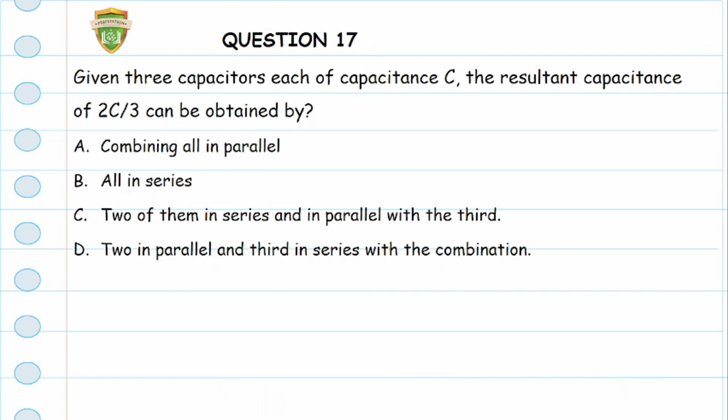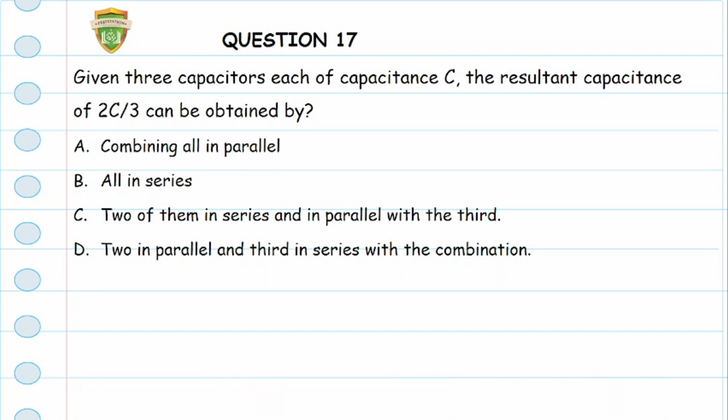Question 17. Given three capacitors, each of capacitance C, the resultant capacitance of 2C over 3 can be obtained by. Now, the first option says combining all in parallel. If you combine all in parallel, we know that for capacitors in parallel, you simply add. So if we add C plus C plus C, that will be 3C. That is not the resultant capacitance we desire, so that is wrong.